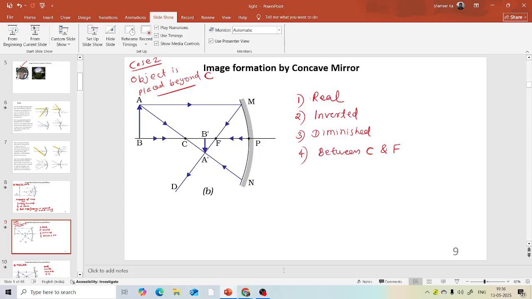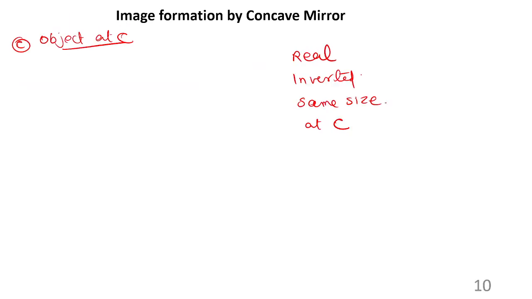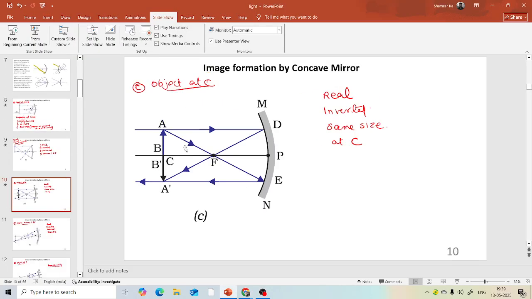Okay, so this diagram is clear, all of it clear? Diagram is 100% okay? Yes, sir. So I am going to discuss the next one, case 3. How many cases? 6 cases. Okay, there are 6 cases.